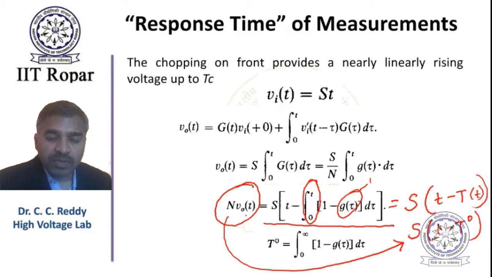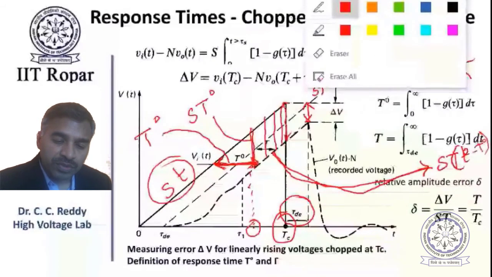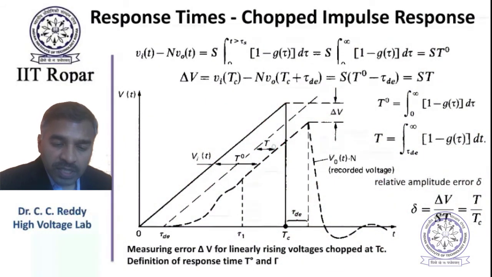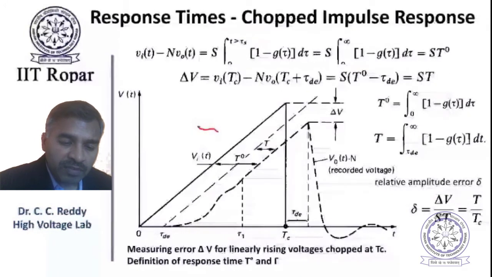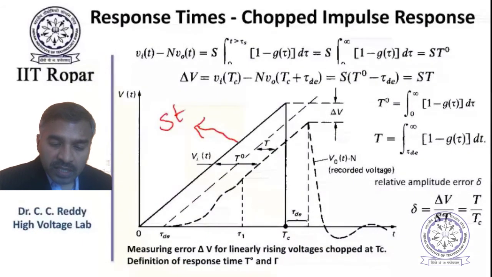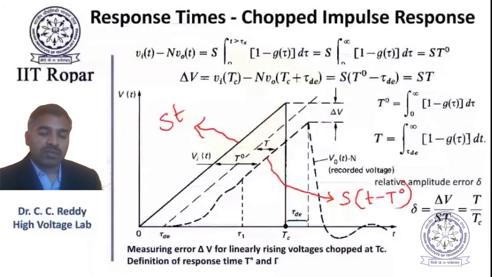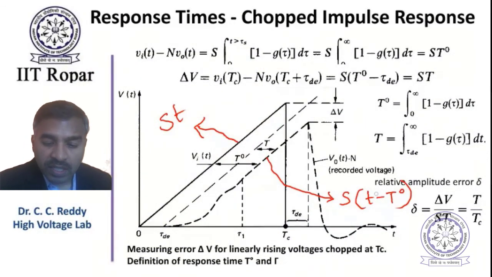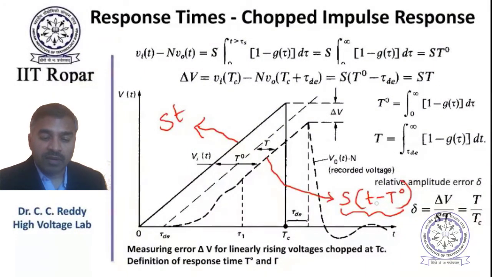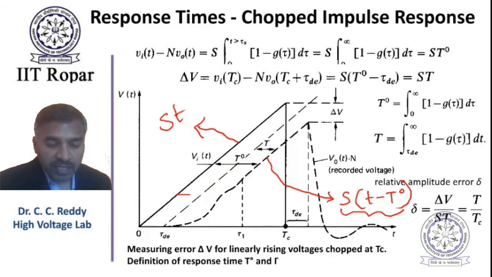Now go back to this slide here. Now you see, this is what I am referring to. This is the input function. The input function is given by simply S into T. And this is the output function, given by S into T minus T naught. Right? This is after settling time, please remember, well beyond the settling time. Otherwise, the difference will go on changing dynamically. So after settling time, this becomes S into T minus T naught.